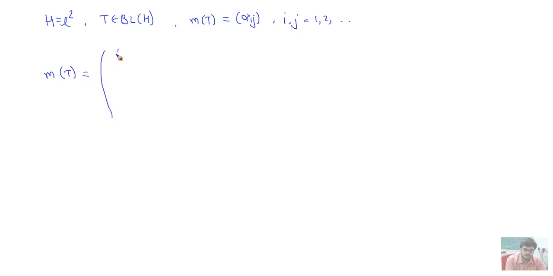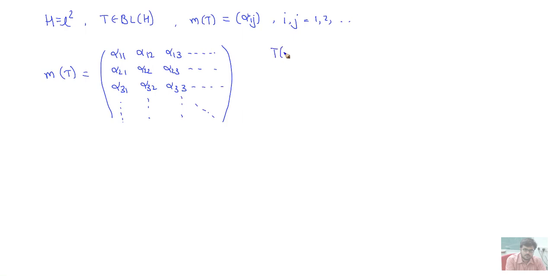We'll have alpha 1 1, alpha 1 2, alpha 1 3, and so on. Alpha 2 1, alpha 2 2, alpha 2 3, and so on. Alpha 3 1, alpha 3 2, alpha 3 3, and so on. And this is in B(L2). So it is an infinite matrix, not a finite matrix, given by alpha_ij. We know how we write the matrix.